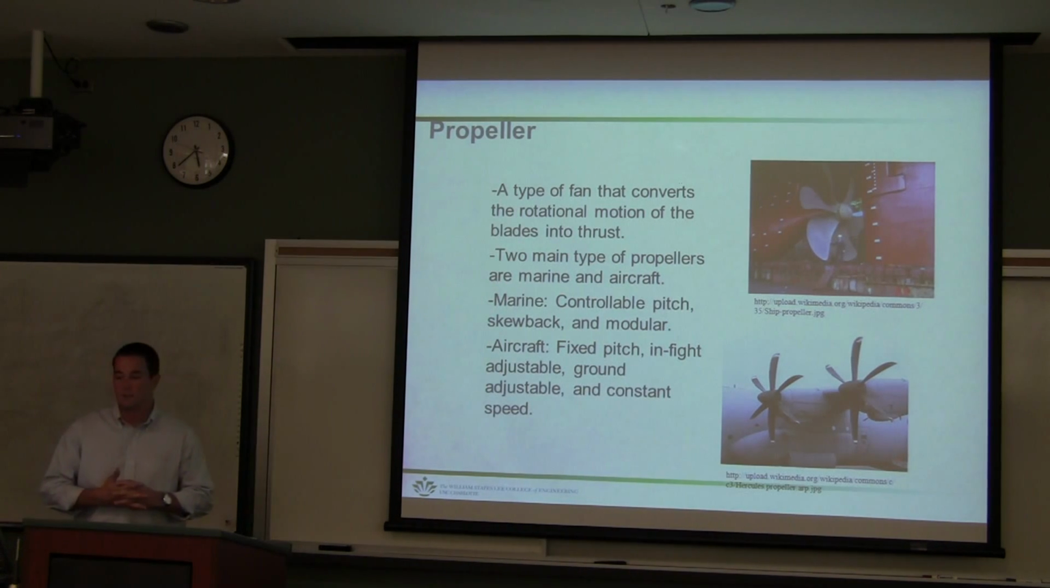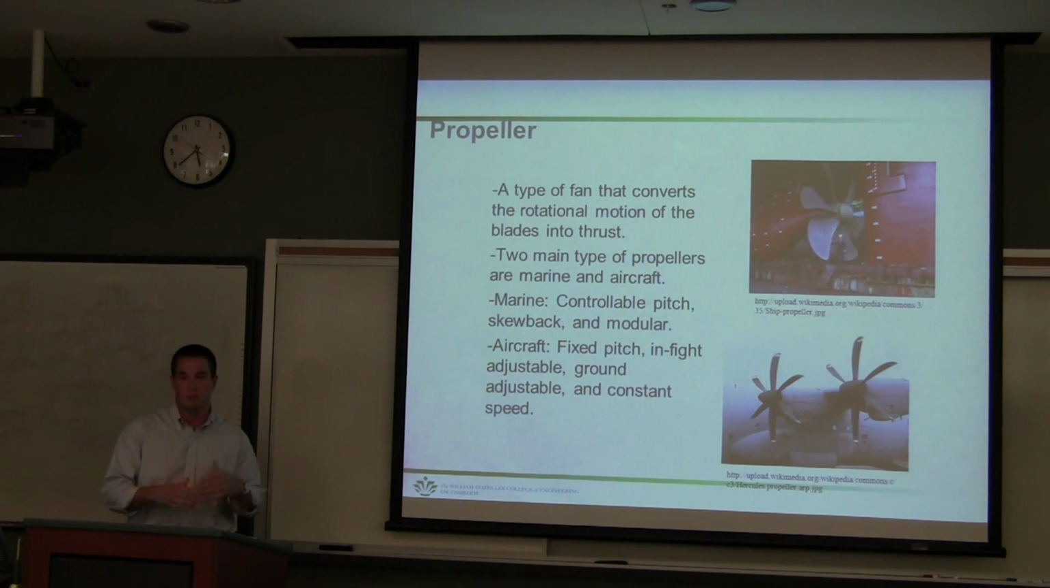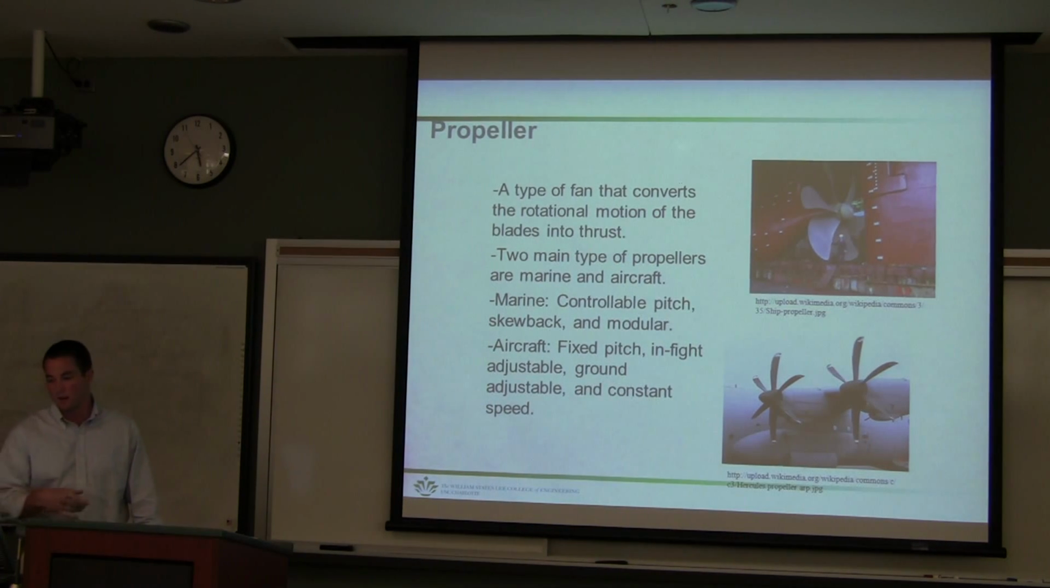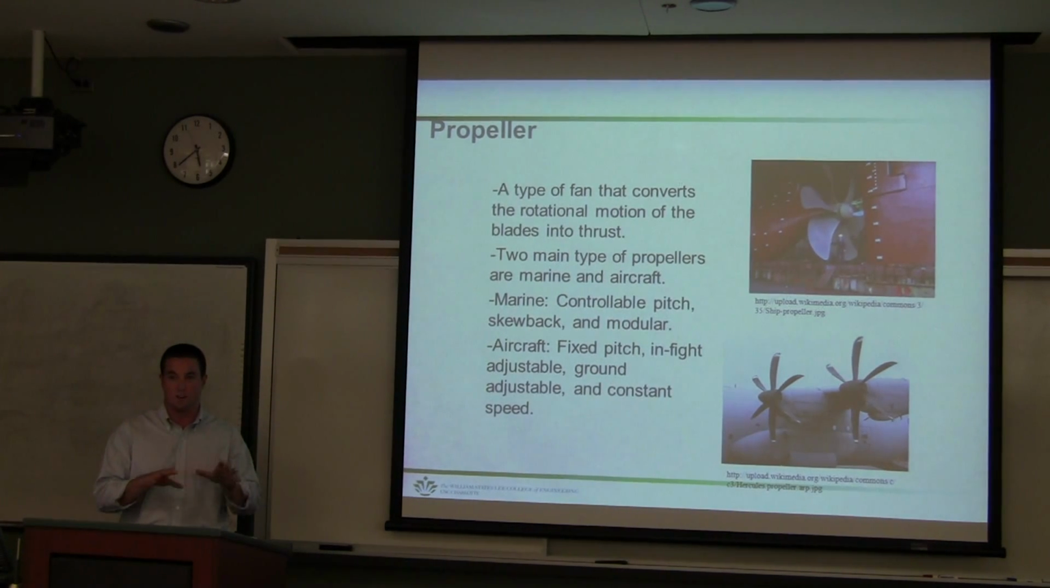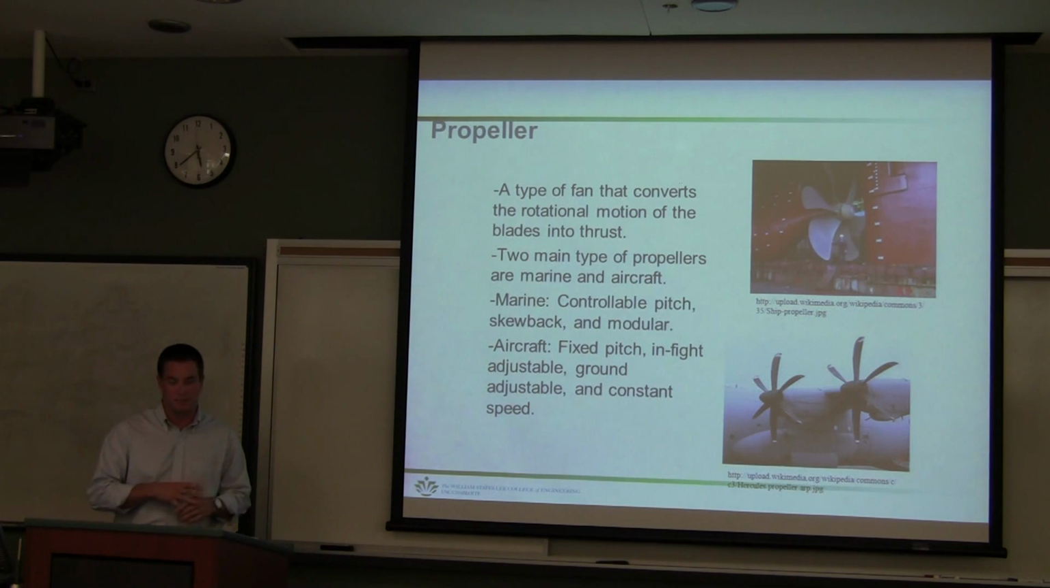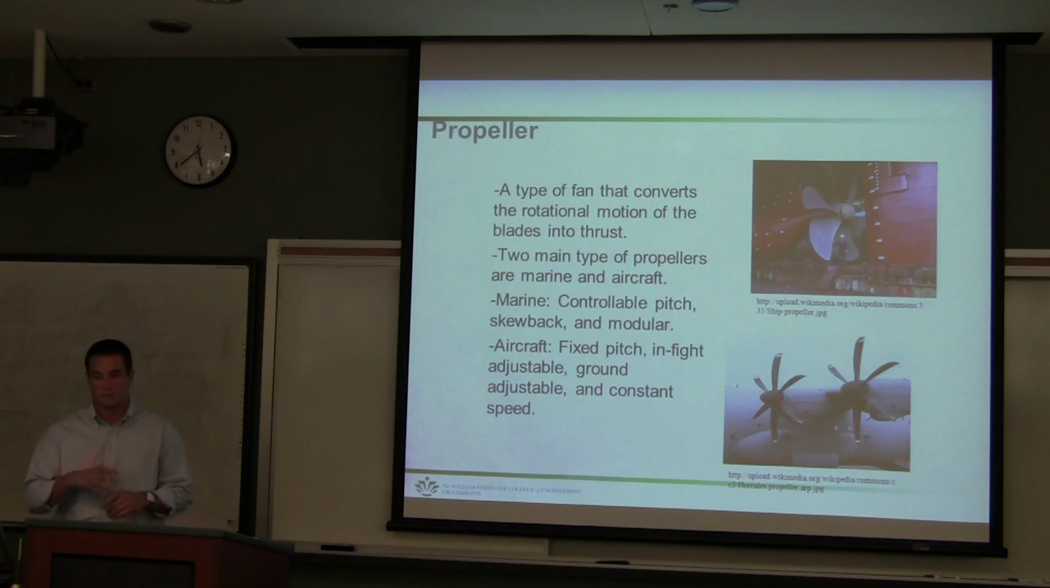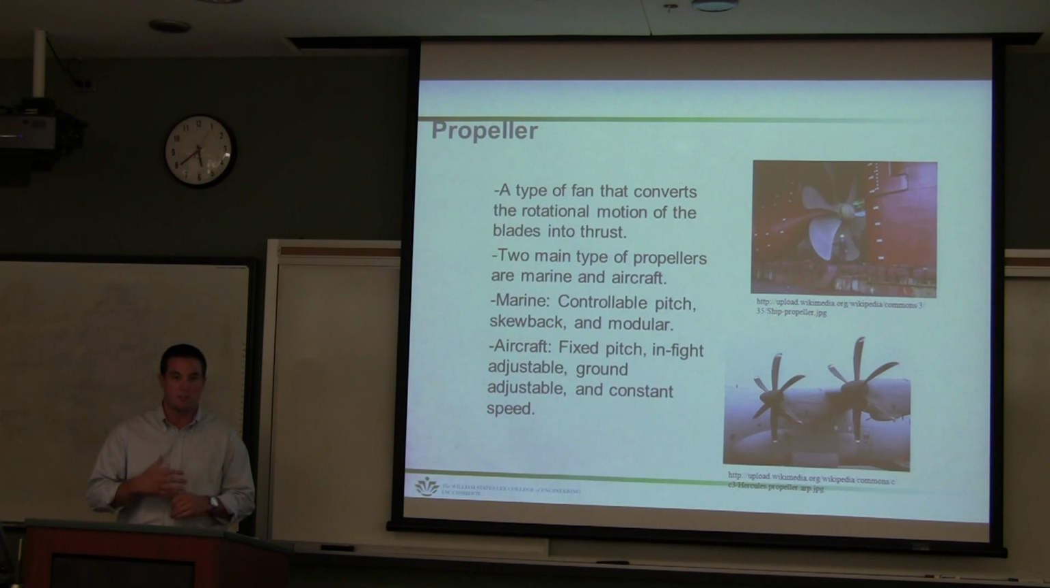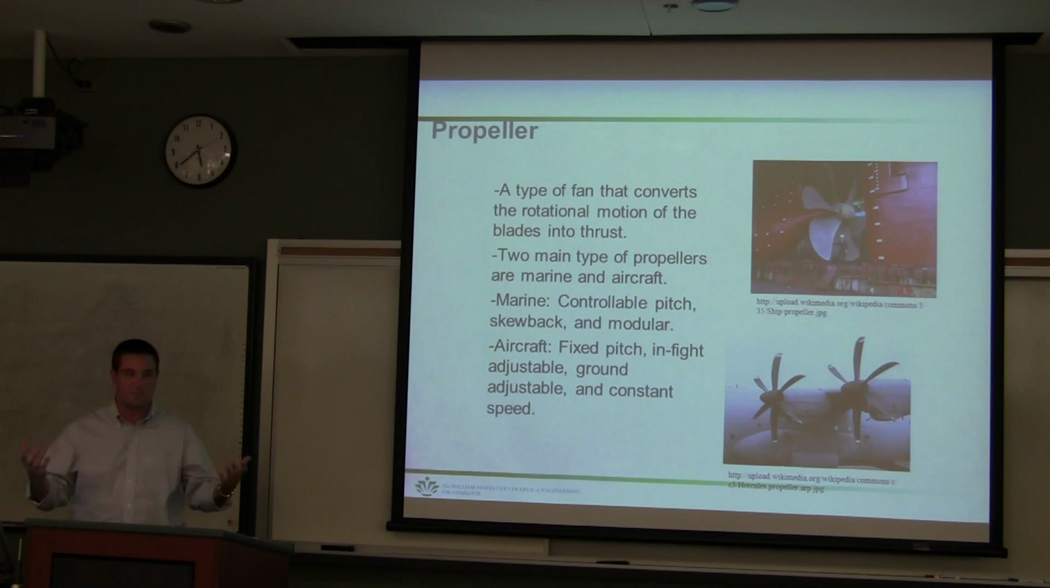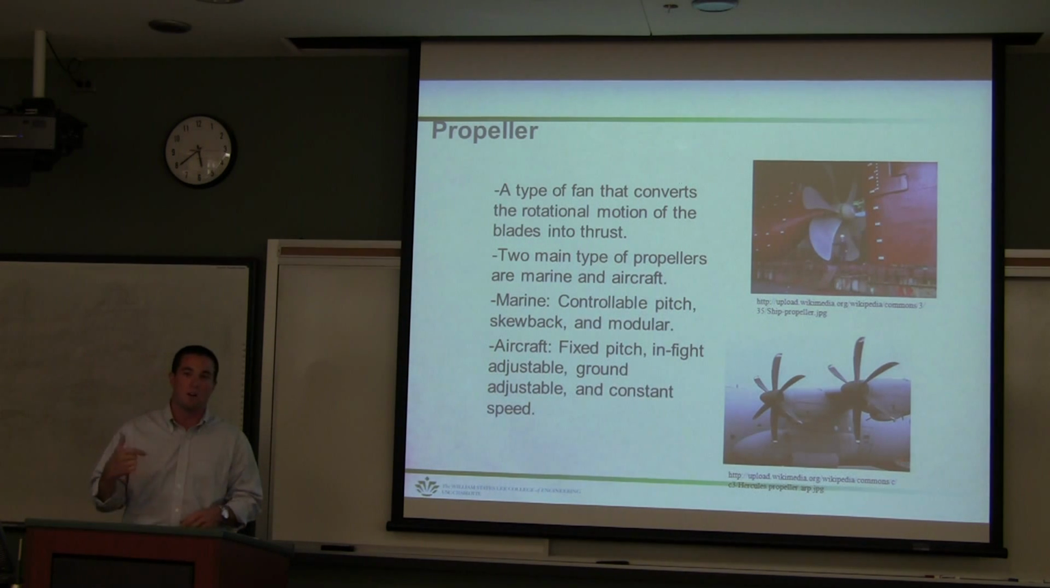And then aircraft has a few more. You have fixed pitch, which is shown in this picture. It stays there all the time. It doesn't move, so the angle never changes. You have in-flight adjustable, which obviously when you're flying you can change. Ground adjustable, when you're on the ground, you can change the pitch. And then constant speed, it's an automatic pitch, so depending on how fast the aircraft is going, it automatically changes its pitch to make it optimal.